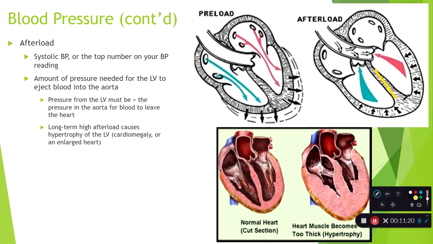If the left ventricle did not have enough pressure to exceed the pressure in the aorta here, you wouldn't be able to pump blood out of your heart at all, and then your heart stops. So the pressure for the left ventricle here exceeds that of the pressure from the aorta, and it allows blood to go into the aorta and out to the body.